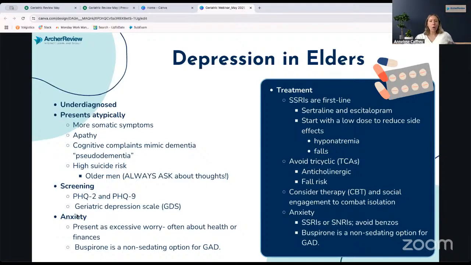The other thing to know and why it's so important, not only just because we care about the quality of life in our older adults and we don't want them all just being super depressed, but also their suicide risk is extra, extra high, especially in older men, older white men who have lost a spouse in the last year. That is the highest risk of any population for suicide. So we always ask about suicidal thoughts when we're screening for depression. We want to make sure that we don't miss that.